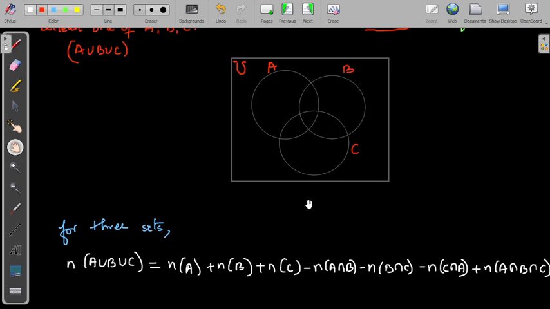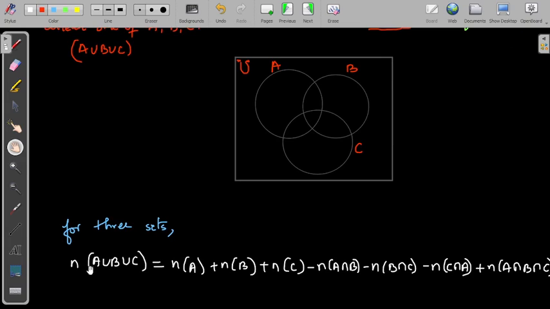Now for three sets, the formula to be used is: n of A union B union C is n of A plus n of B plus n of C minus n of A intersection B minus n of B intersection C minus n of C intersection A plus n of A intersection B intersection C.